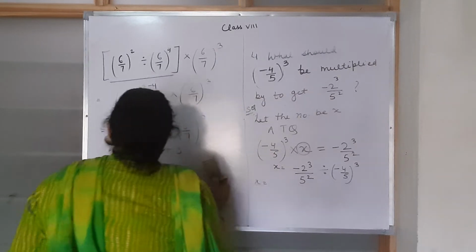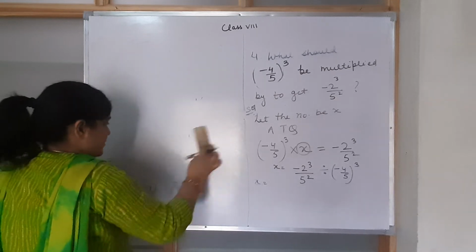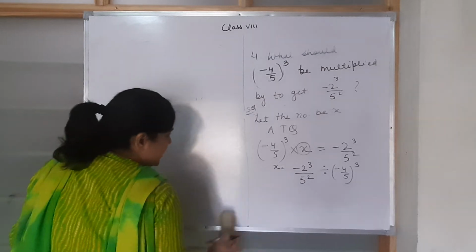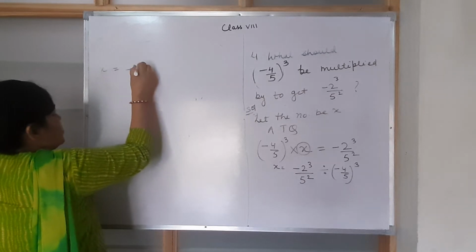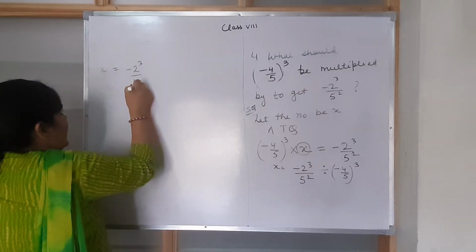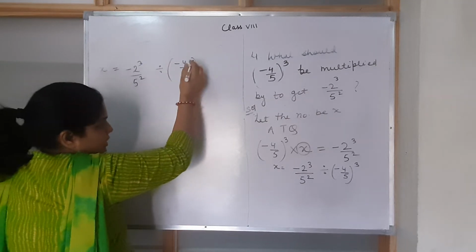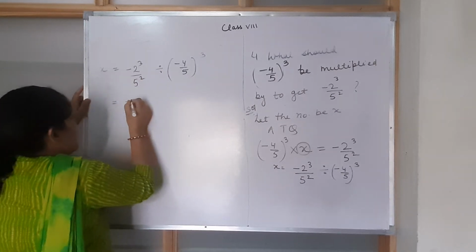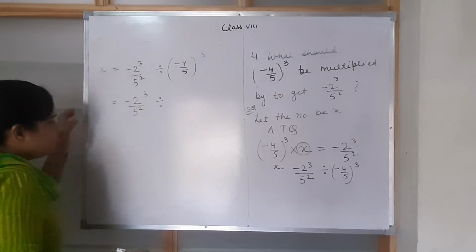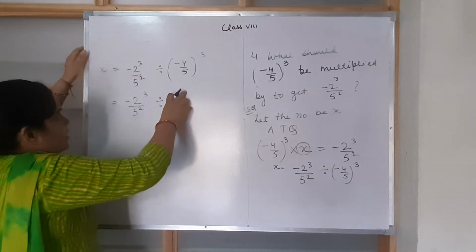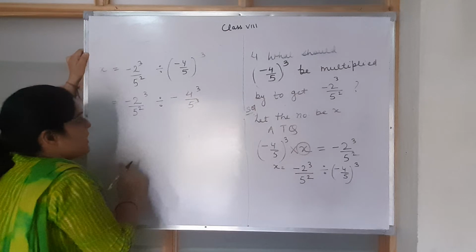Just look here. Just solving it here. So here, our x is (-2)^3/5^2 divided by (-4/5)^3. So just look here. This is (-2)^3/5^2 divided by, how will you write 4? Alright. Just look here. As you know, this can be written like this.